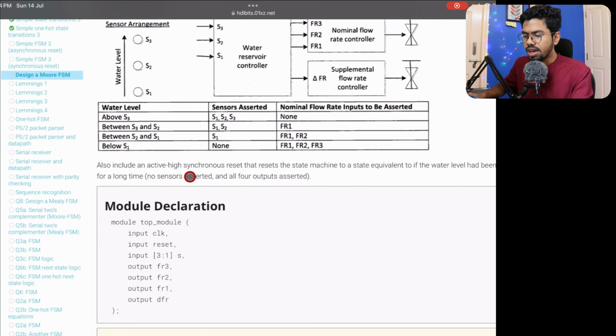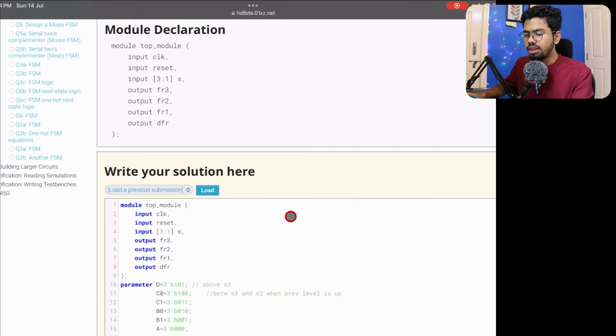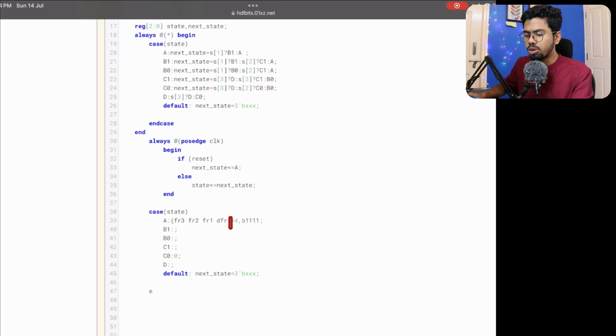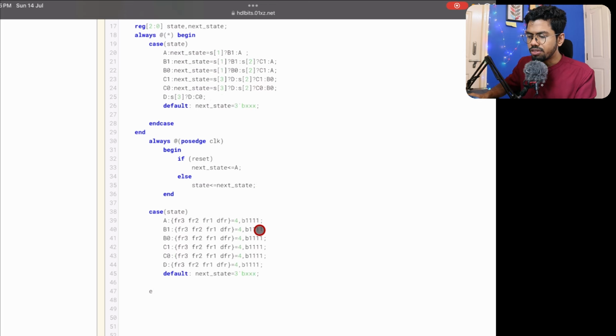Yeah, here it's written below: for a long time no sensor asserted, all the 4 outputs asserted. So if I am at A, all the 4 outputs would be asserted. Likewise, if you are at V0, V0 means you are going down to up, so delta F would be on, but your F3 would be 0, right? Here B1 means you are going top to down, so your supplementary would be off, and also the F3.